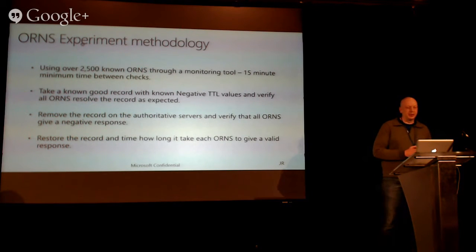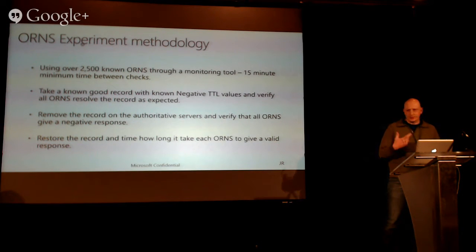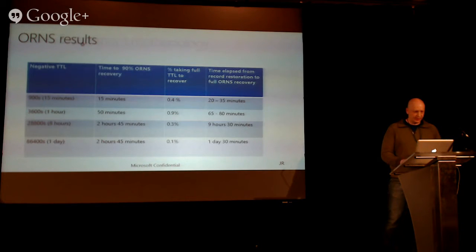2,500 plus open resolvers using a monitoring tool that we have. It checks every 15 minutes, so our data is only as good as every 15 minutes. What we do is take a record, put it into a zone that we owned, and try various negative TTLs on that zone. We would make sure all these open resolvers could see the record. We then delete the record and make sure all the open resolvers saw it and returned NXDOMAIN. Then we would put the record back and ask, how long does it take until all these resolvers see that record again? These were the results.